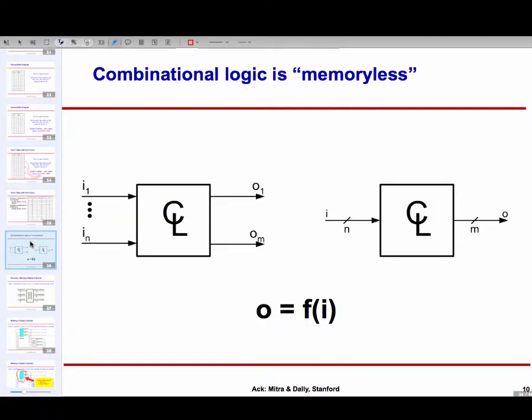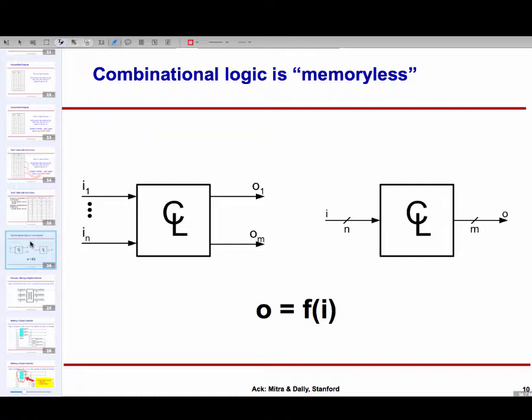Combinational logic is memoryless. What we discussed was an example of that. A more general combinational logic looks something like the following. It has a bunch of inputs and a bunch of outputs. In our previous example, I had 4 input bits and 1 output bit. This is an example where I have n input bits and m output bits. Using our compact notation, I may write a single input I, which has n bits, and an output O, which has m bits in it.